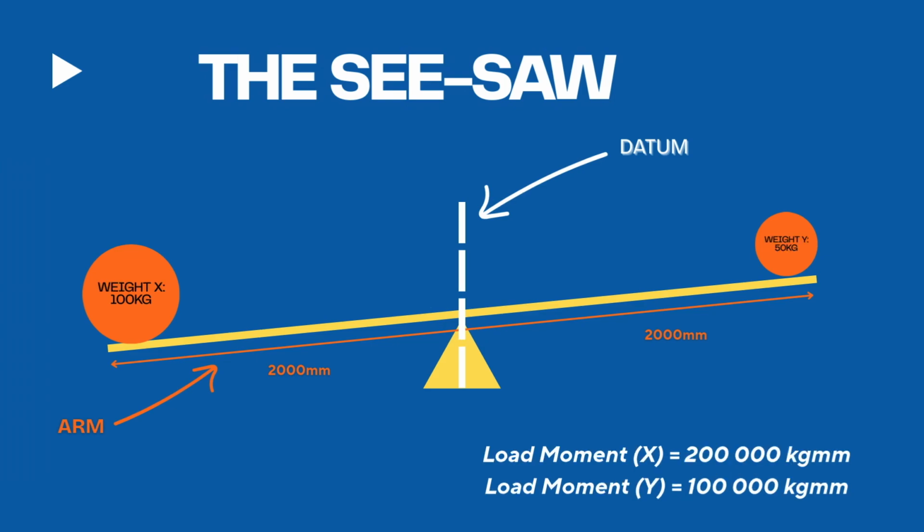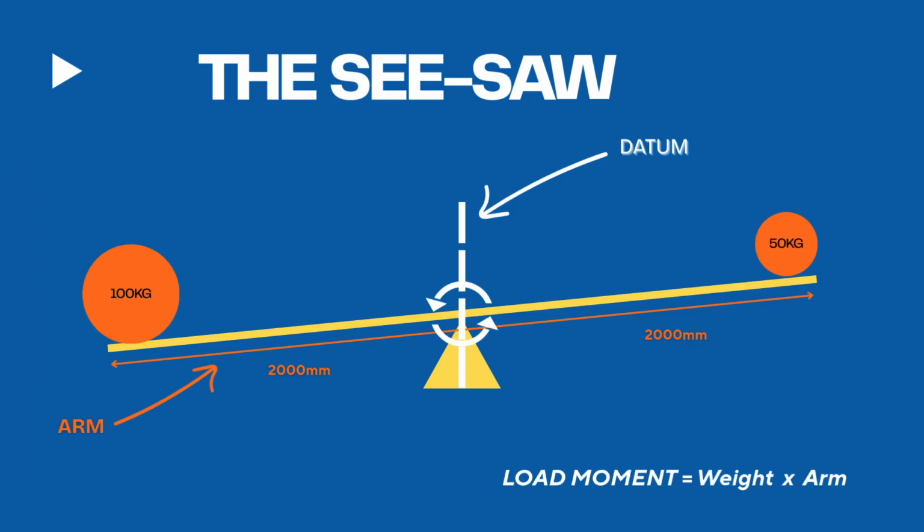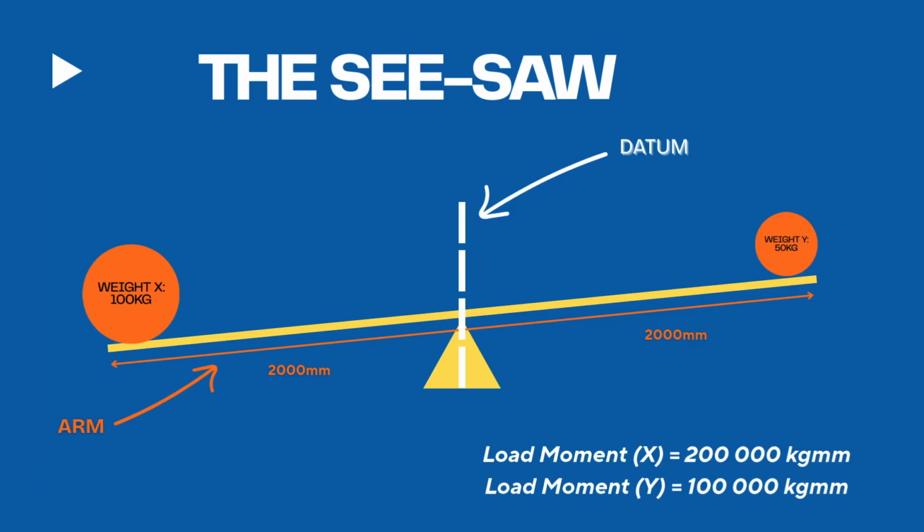So if we calculate the moment for both weights, the moment here on the left for weight X would be, going back to our formula, weight times arm. So it would be 100 kilos times the arm of 2000 millimeters, and our moment would be 200,000 kilogram millimeters. That's the rotational force it creates on the left. On the right, it also creates a rotational force, because it's arm times weight for weight Y, except its rotational force or moment is 50 times 2000, which is 100,000 kilogram millimeters, half of weight X.